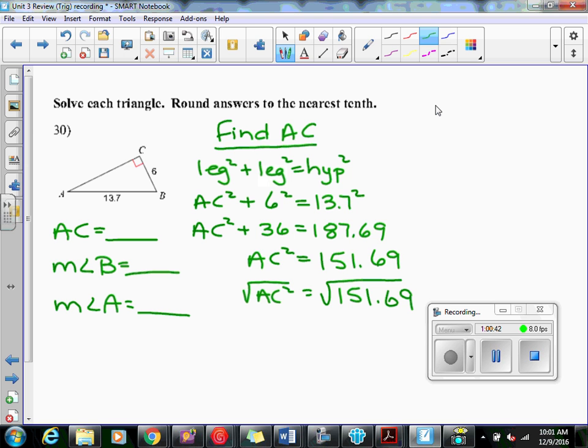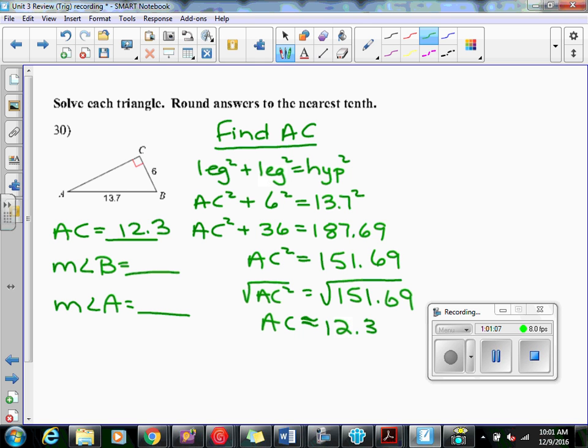Okay, now when I take the square root of this, I get AC, and the square root of 151.69 is what? Now this is approximate, because we do round a little bit, so make that approximate. So I know AC is 12.3.